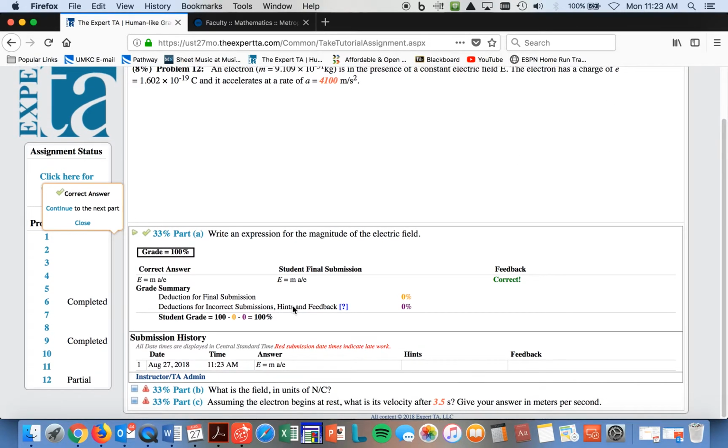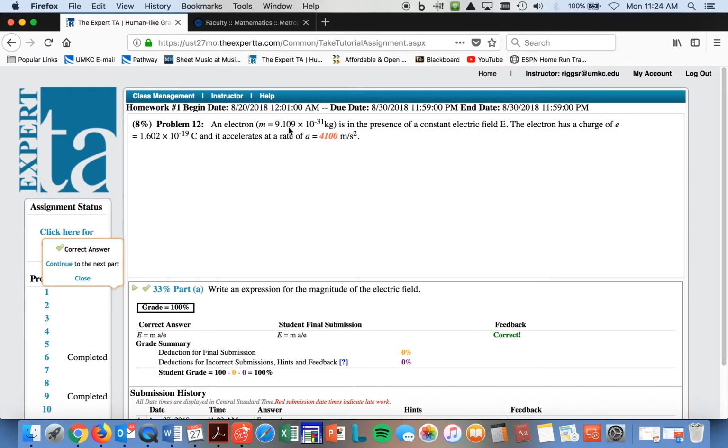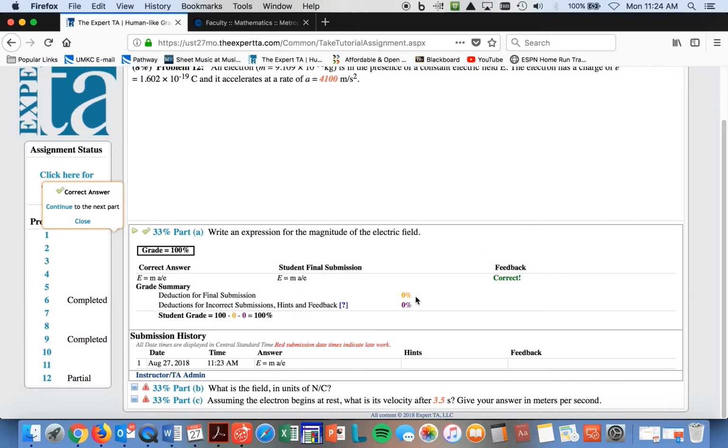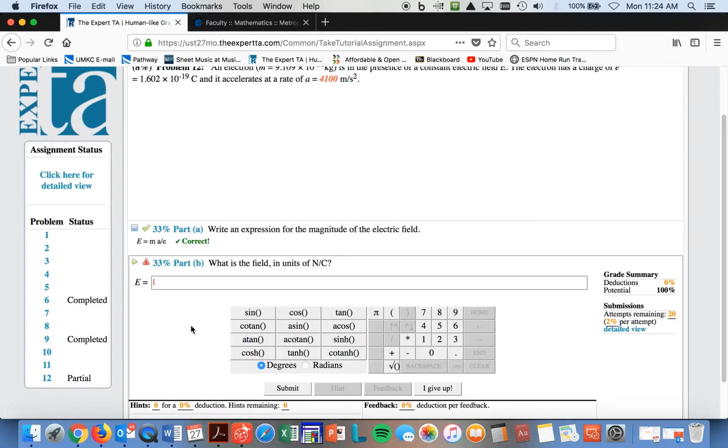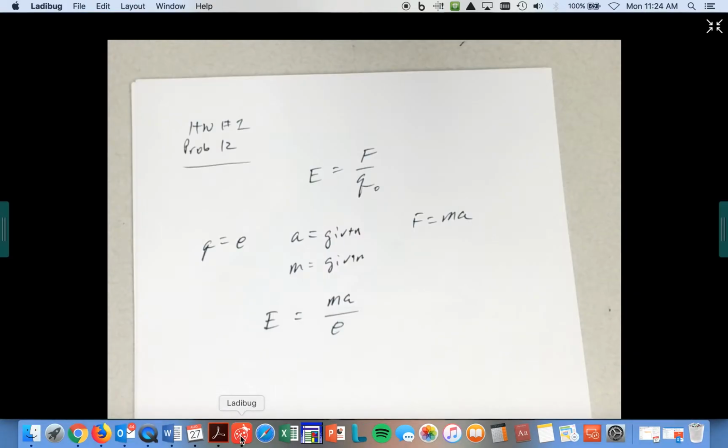Now, what is the field in units? Well, you've got mass times acceleration divided by the charge. I also don't like this answer. Let's just do it. If I'm wrong, I'm going to be a little bit annoyed, because it's a negative charge, so I want to wind up with a negative electric field. That's what I'm going to go with. They don't say the magnitude of the field, they say, what is the electric field? All right, so let's do it.